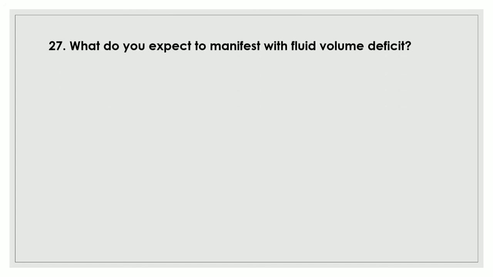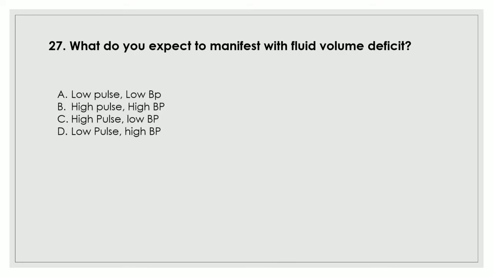Question number 27. What do you expect to manifest with fluid volume deficit? Options: A. Low pulse, low BP, B. High pulse, high BP, C. High pulse, low BP, D. Low pulse, high BP. Answer: C. High pulse, low BP.